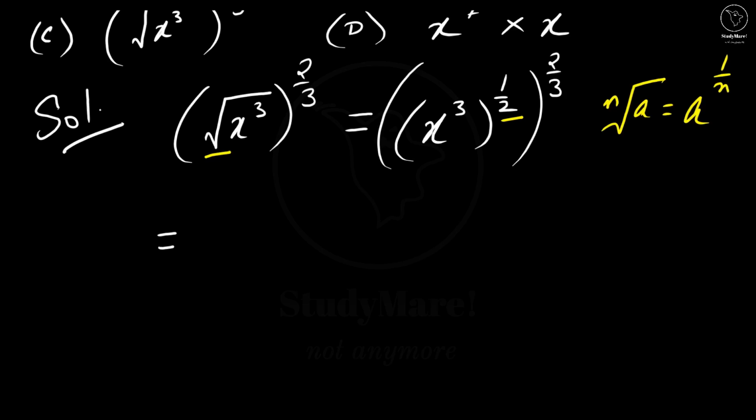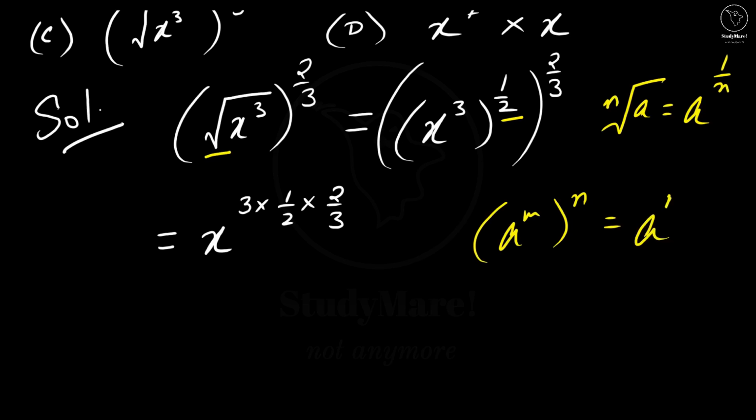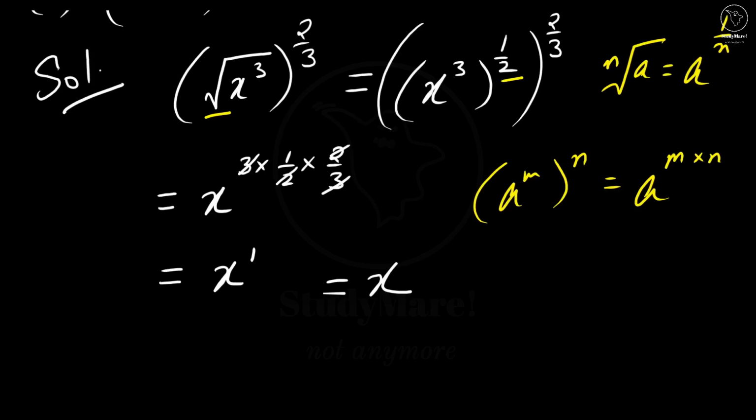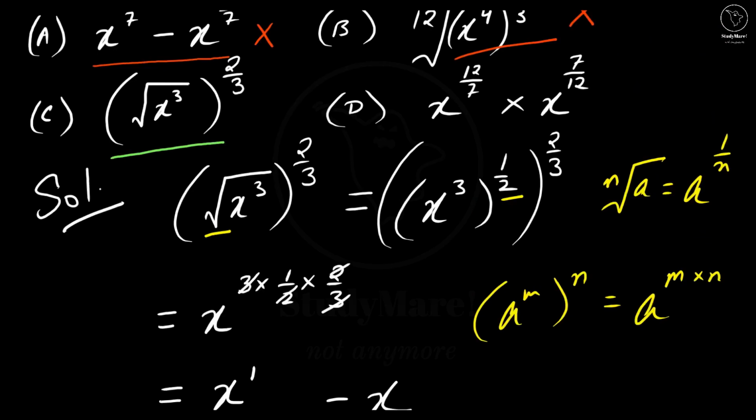This is equal to x to the power 3 into 1 by 2 into 2 by 3, using the identity a to the power m to the power n is equal to a to the power m into n. Now let's see if things cancel out. Yes, 2 cancels out 2, 3 cancels out 3, which is equal to x to the power 1, that is nothing but x. So we got the answer as x, reduced. That means this is the answer that we were looking for. This is the correct answer.